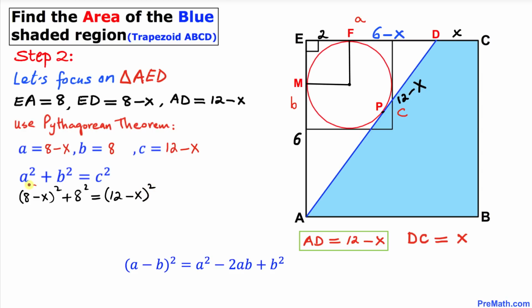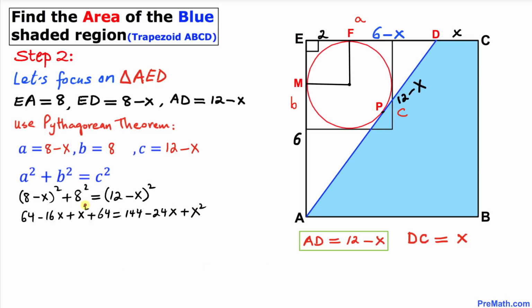And now we are going to expand these binomials, this one and this one, by using the formula (a minus b) squared. So that's going to give us 64 minus 16x plus x squared, and 64 again, equals 144 minus 24x plus x squared. And we can see that this x squared on the left-hand side and this x squared on the right-hand side, they are gone.